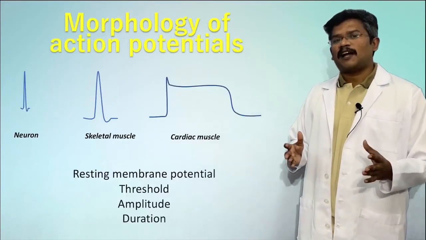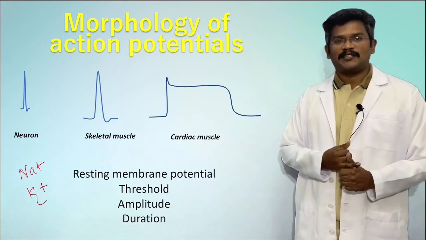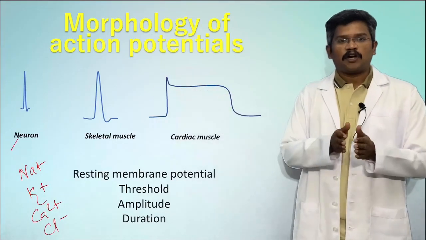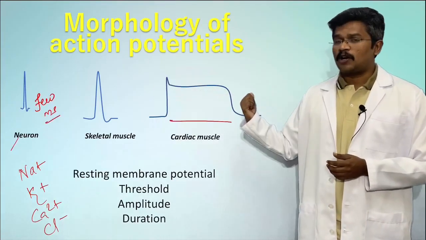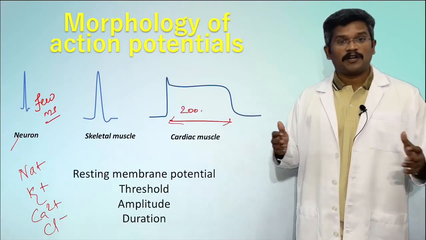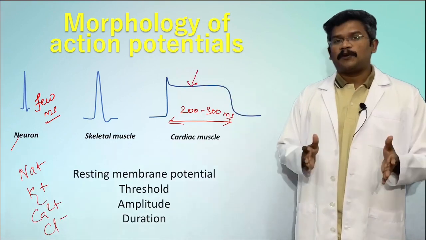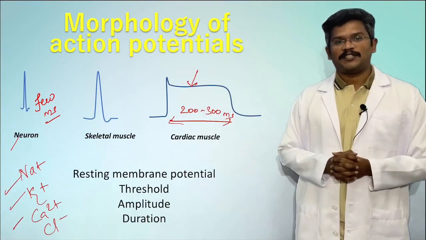The morphology of an action potential is decided by the type and the number of ion channels present in the given cell. For example, a neuron has a very short action potential lasting only a few milliseconds, whereas a cardiac muscle action potential lasts 200 to 300 milliseconds and also has a plateau. These properties are decided by the presence of specific types of voltage gated ion channels.